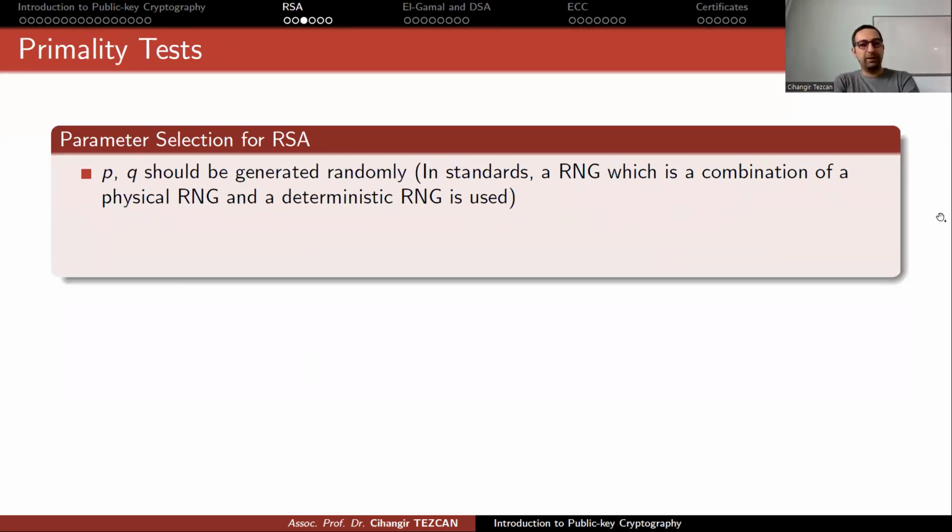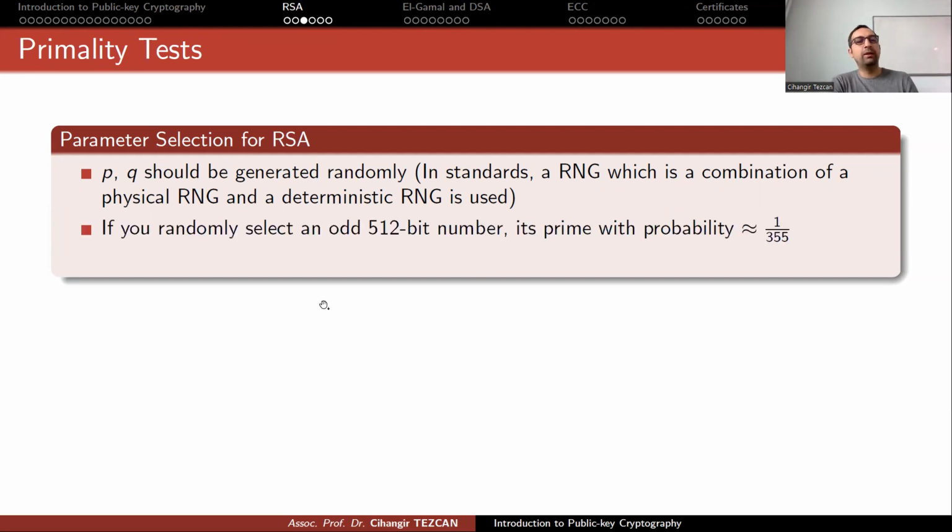So, parameter selection for RSA. Here I'm going to talk about primality tests. As I mentioned, P and Q should be generated randomly. In standards, a random number generator, which is a combination of a physical random number generator and a deterministic random number generator, is used. So you randomly generate a number. If you randomly select an odd 512-bit number, it's prime with probability 1/355. So most of the time, your random number generator will give you a number which is not a prime. And actually, we are going to work on larger bits.